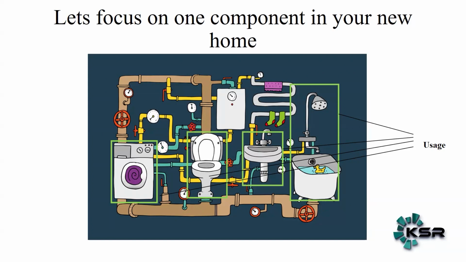The moment you turn your tap, automatically the water flows. The moment you switch on your washing machine, automatically the water comes in. Right? Wash basin, 24/7 water. Now, how is this all connected?